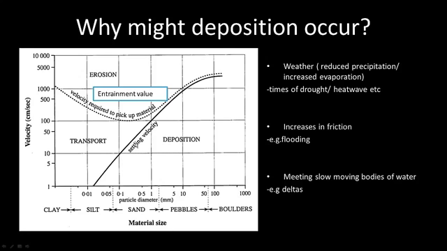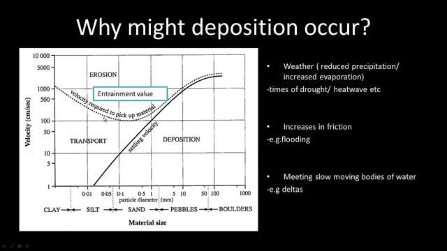Settling velocity is the velocity where the energy is too little to carry it anymore, so it's deposited. The river just lets go. How sediment travels through a river will also be covered in another video: suspension, traction, solution, things like that.